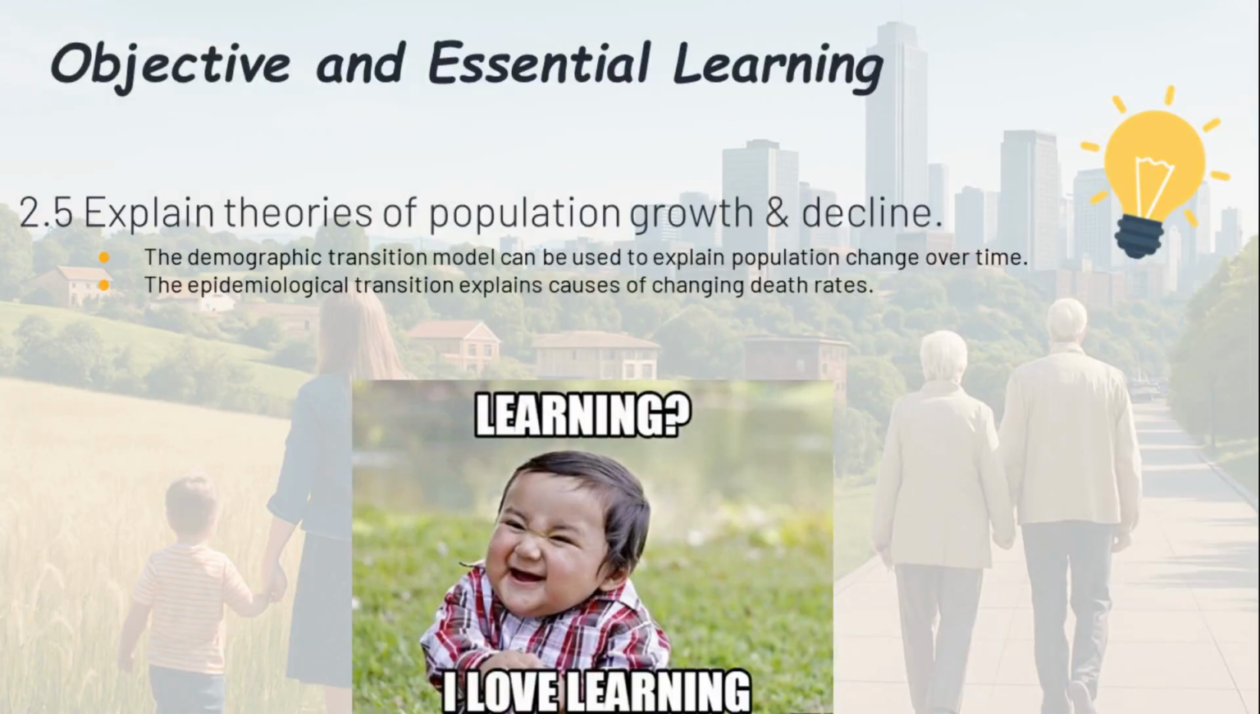Here's what we're tackling today: the big theories behind how populations grow and decline. First up, the demographic transition model. This one shows how populations shift over time from high birth and death rates to much lower ones as societies develop. Then, the epidemiological transition model. Think of it as the cause of death chart through history, moving from famine and plagues to chronic diseases like heart problems or cancer. By connecting these two models, we'll get a clearer picture of why populations change, not just the fact that they do.